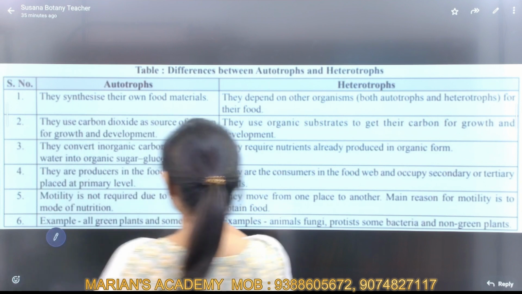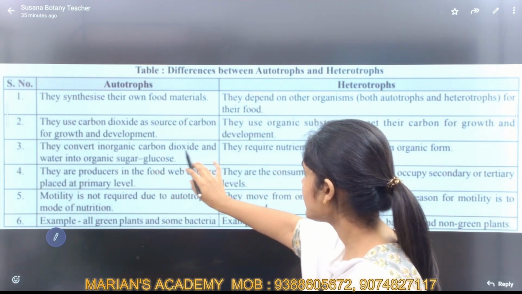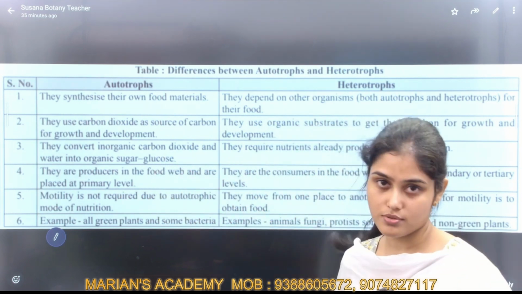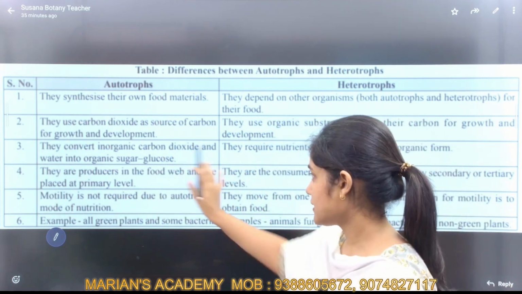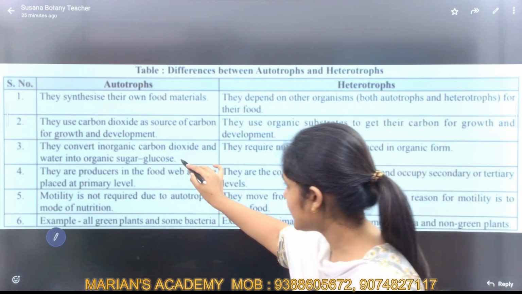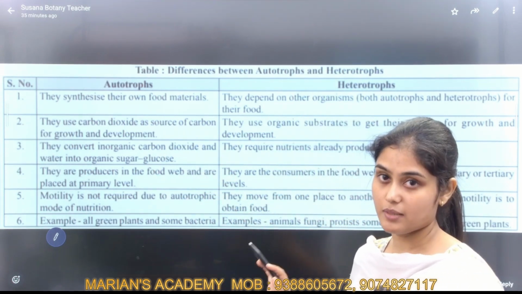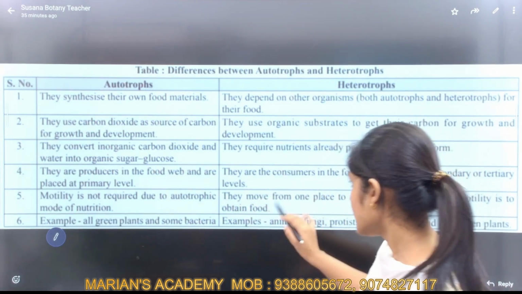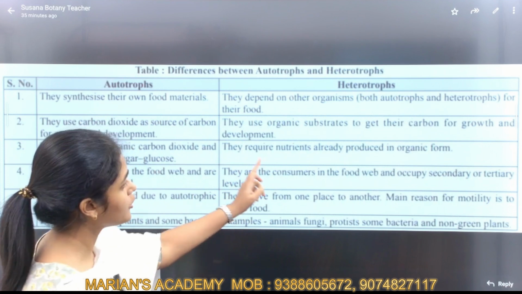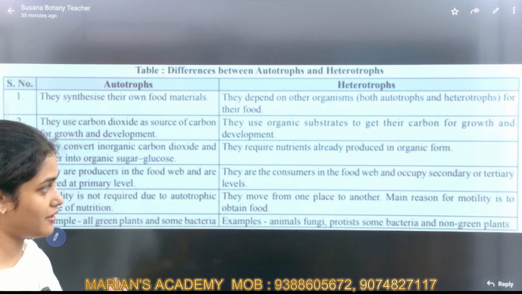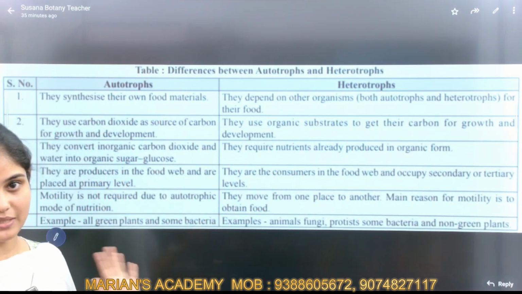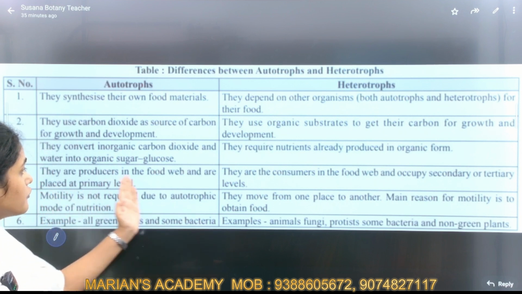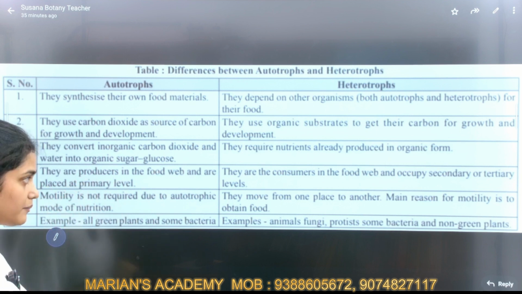Next I'll tell about the autotrophs. They convert inorganic carbon dioxide and water into organic sugar, that is glucose. I think that's very clear, right? We'll be studying about this in detail when we study about photosynthesis, so don't worry about that, but you have to keep this in mind. Now heterotrophs require nutrients already produced in organic form, the case of vegetables that we eat. Just keep in mind about that.